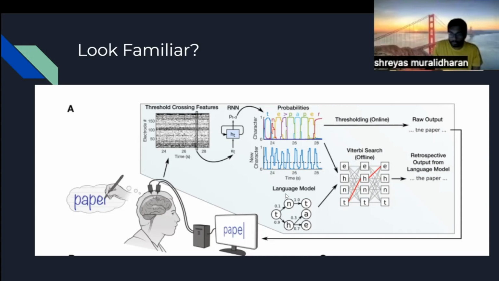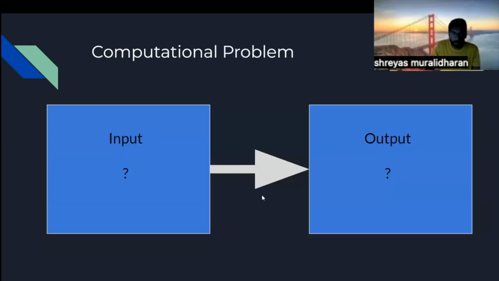Okay, so cool. Let's step through each of these one by one. I'm going to phrase this as a computational problem. Based on that, what do you think are the inputs and outputs to my problem? Yeah, okay, great.